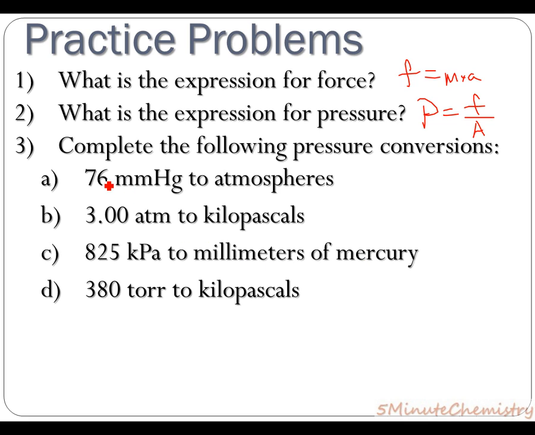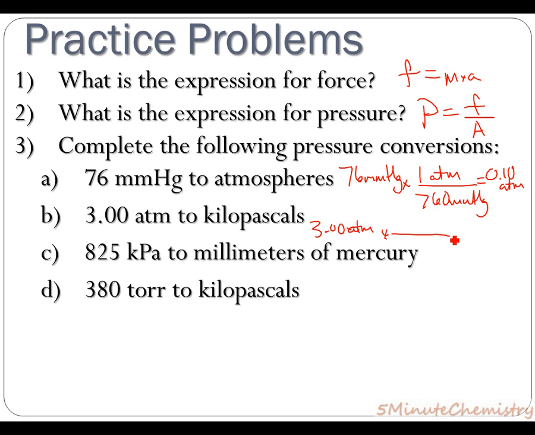So 76 millimeters of mercury to atmospheres. We're going to begin with the 76 millimeters of mercury. There are 760 millimeters of mercury in our standard pressure value, and that is equivalent to 1 atmosphere, which gives us 0.10 atmospheres. Now we want 3 atmospheres to kilopascals, so we'll take our 3.00 atm. We know that 1 atmosphere is our standard value, which was 101.3 kilopascals. So this is equivalent to 303.9 kilopascals.